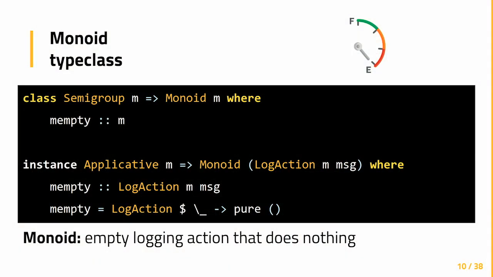The next thing is the Monoid type class. In addition to Semigroup, it contains the empty value, which is a neutral element for this mappend operator. And the instance for log action is just a log action that ignores the incoming message and does nothing. So basically, it's an empty logger that does nothing. And this can be useful when you want to disable logging in some piece of code. For example, if you have a function where you want to disable logging and you're not interested in seeing logs in that, just pass empty as a log action, and you don't need to do anything else. OK.